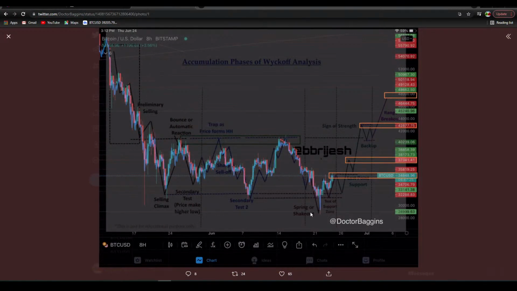This is the model. This is the thing that everybody's losing their minds over right now. Because of this stuff. Spring or shakeout, test of support, zone support, backup, sign of strength, range breakout, top of. Yeah, I mean, if that plays out, that's exactly what I'm going to be doing. I'm going to be looking for longs, but not because this chart overlay looks like Bitcoin's price action right now, right? And it's not exactly either. This section of price down here, this capitulation wick, it's not in this. It says preliminary selling. That's not preliminary selling. That's massive, massive selling. That's a capitulation event.